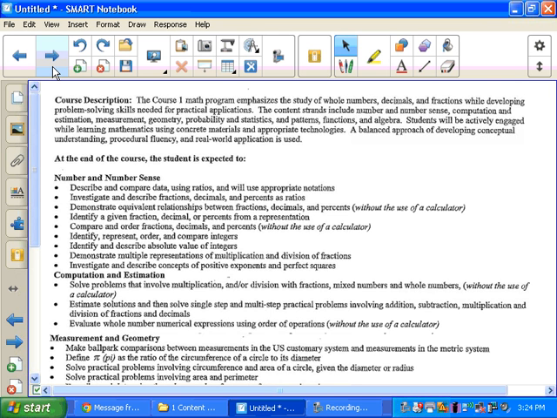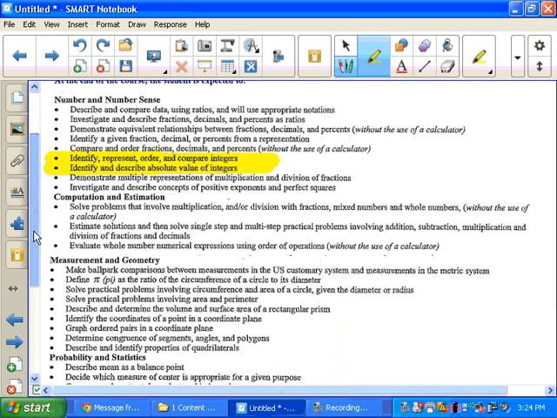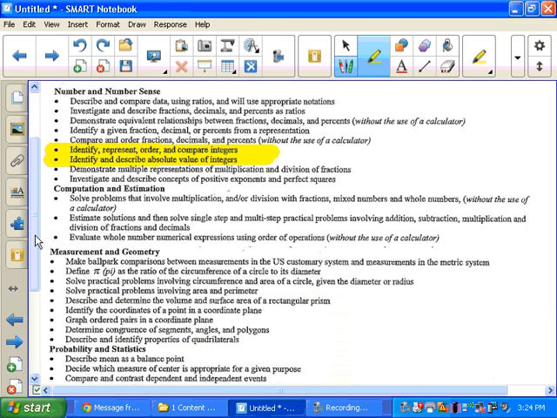The 4 topics that are on here that were on your test yesterday were the 2 topics on integers, which the first ones are found in the number and number sense category about halfway down. Identify, represent, order, and compare integers, and identify and describe absolute value of integers. The second part of the unit was in the measurement and geometry section. That was our coordinate plane. Again, it's about halfway down. Identify the coordinates of a point in a coordinate plane and graph ordered pairs in a coordinate plane.